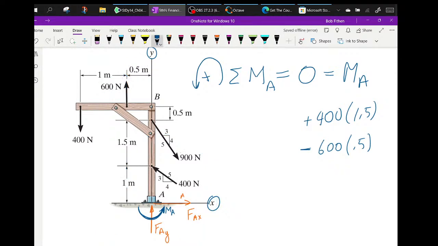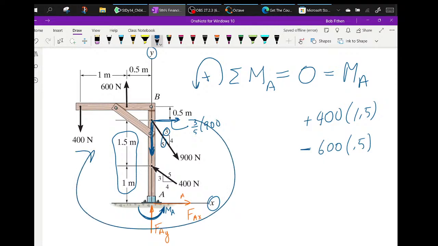Now, I got this one. This one can be broken into one that goes straight down in the ground, produces no moment about A, but this one does produce a moment. This force is 3/5 of 900 existing that far away from A. And it is going this way, which is a minus 3/5 of 900 at a moment arm of 2.5.